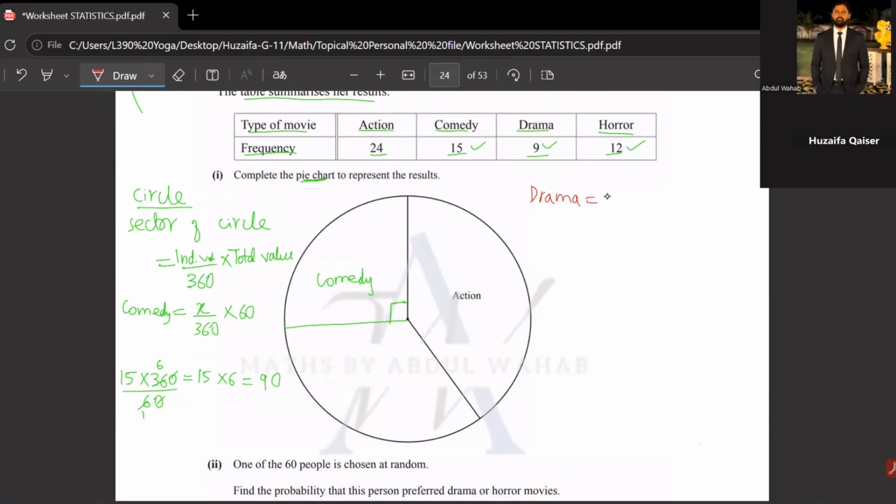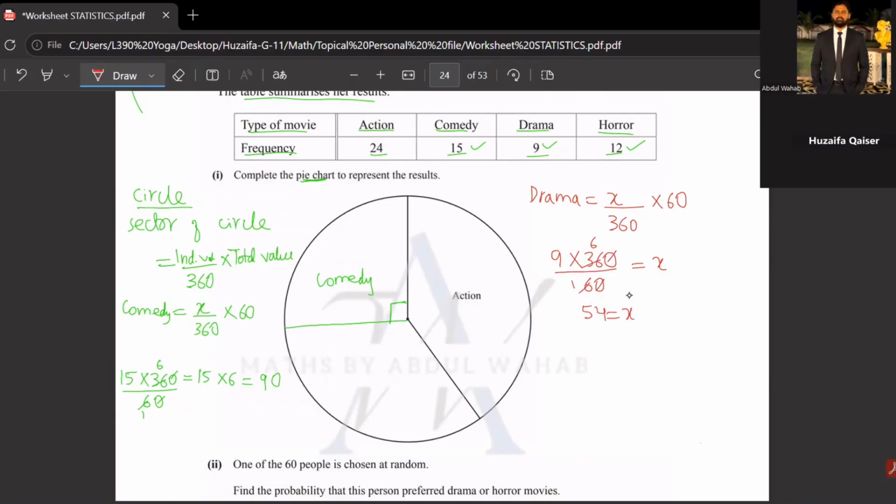We need to find the angle basically, and the total angle is 360 and the total value is 60, and the sector for the drama is given to you. It is 9 multiplied by 360 divided by 60 is equal to x. You can just cancel 0 with 0, 6 1 is 6, 6 6 is 36. So 9 6 is 54.